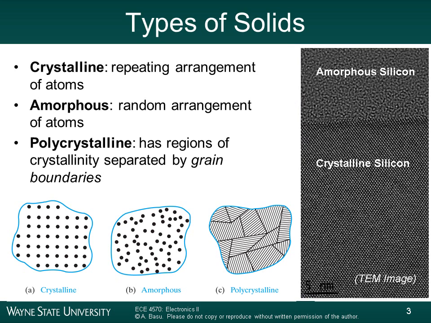What have you learned in your mechanical engineering courses about crystalline versus amorphous materials? What kind of mechanical properties would an amorphous material have versus a crystalline material?